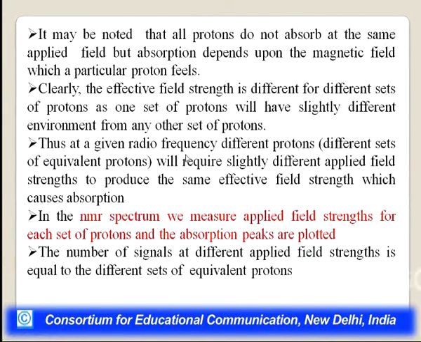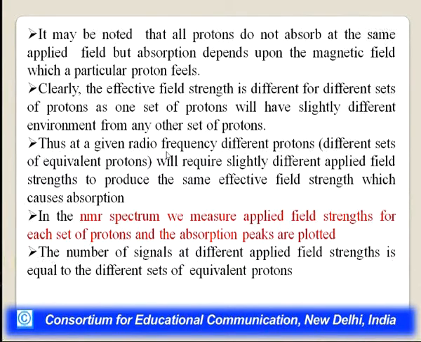Thus, at a given radio frequency, let's talk about ethanol, CH3CH2OH. At one carbon there are 3 protons, and at another carbon there are 2 protons. At the oxygen there is 1 proton. So all these kinds of protons are in different environments. So they will absorb different kinds of energy; they will resonate at different energies. This is the basic fundamental of nuclear magnetic resonance.